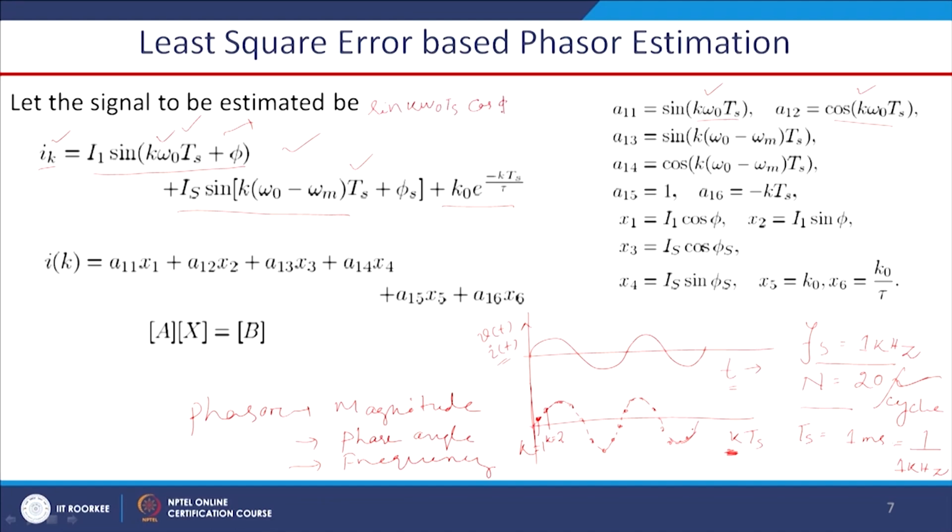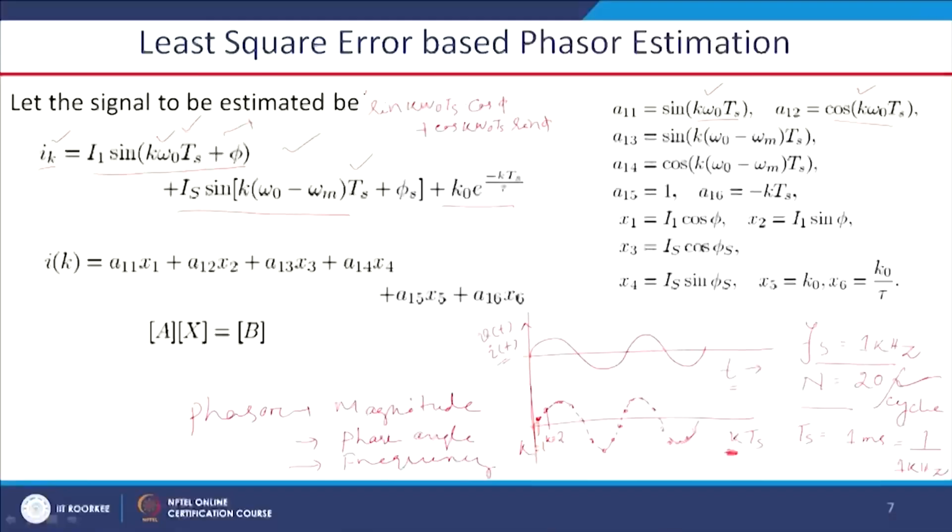Let me write here, if you just open it, it will be sin(k ω0 Ts) into cos φ plus cos(k ω0 Ts) into sin φ. I am just opening the first term, if you write the trigonometric equation of the sine function, sin(a + b).